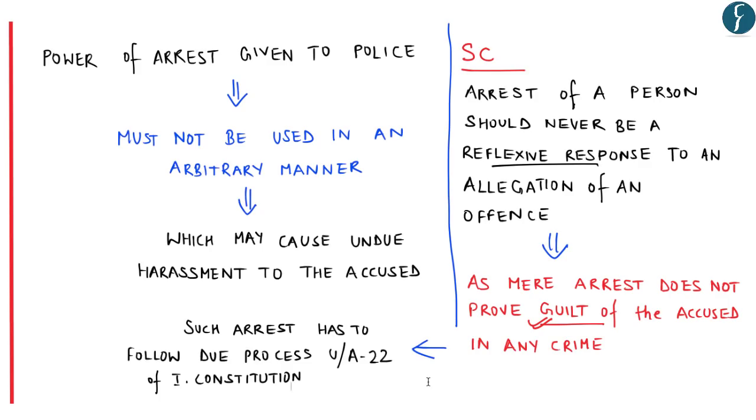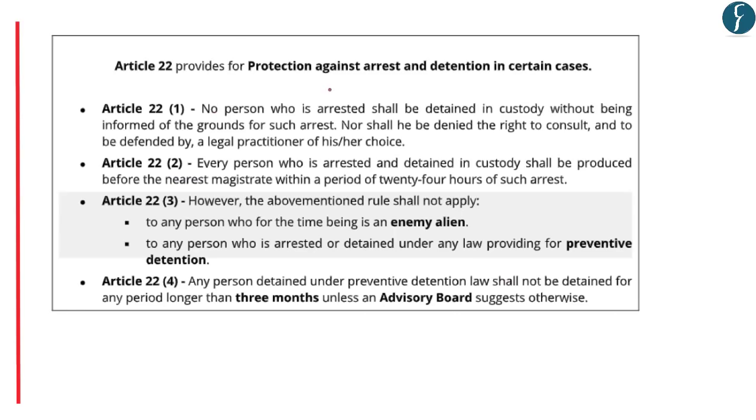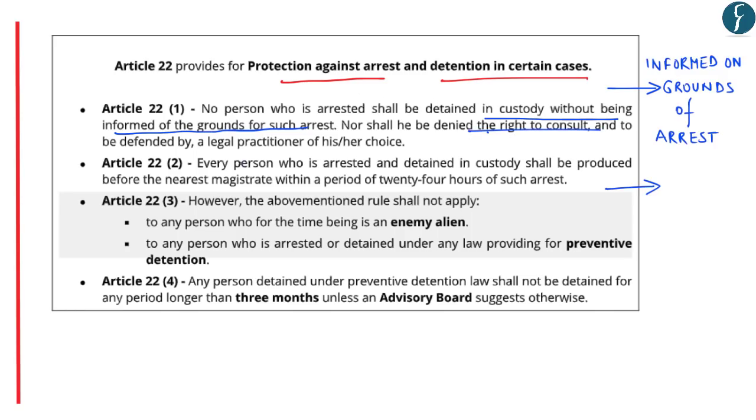of the Indian Constitution. In this aspect, let us also understand certain basic facts about Article 22 of the Indian Constitution, which is also a part of Part 3, that is fundamental rights. Now, Article 22 of the Constitution provides for protection against arrest and detention in certain cases. It says that no person who is arrested shall be detained in custody without being informed of the grounds of such arrest. So, whoever is arrested, they must be informed about their grounds of arrest. Further, they also have a right to be consulted or defended by a legal practitioner.